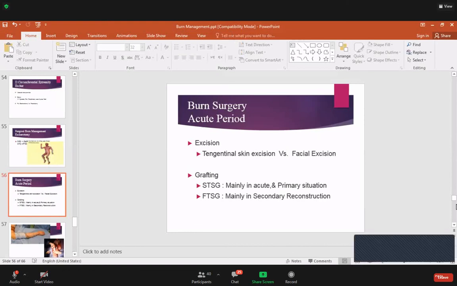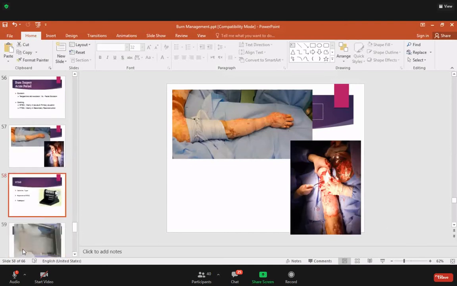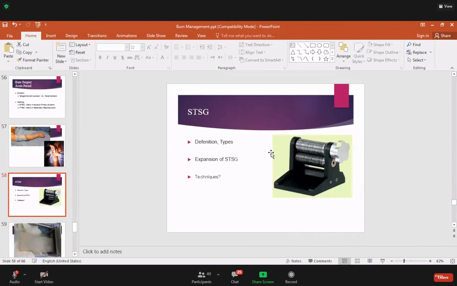Okay, we do grafting in these patients, and grafting can be superficial thickness skin grafting or full thickness skin grafting. If the patient is presenting to you in the early phase and you want to save time, you can go for superficial thickness skin grafting. This is not involving the whole layer of the skin. It just involves the epidermis and the papillary dermis or the superficial dermis. You can take it, and it can be applied in the form of a net on the skin.